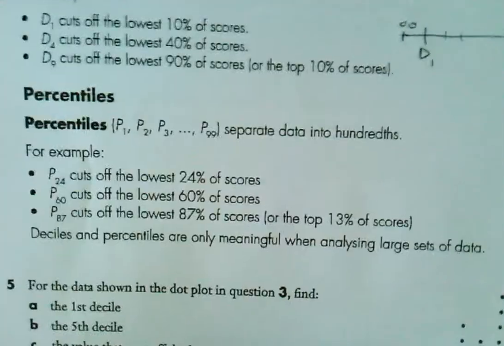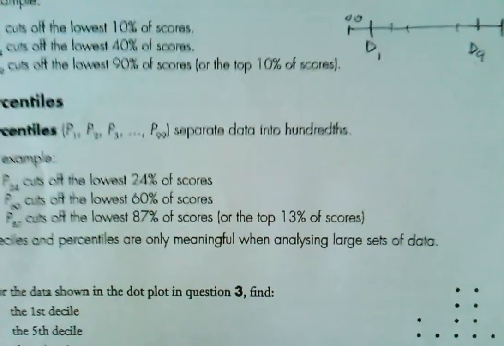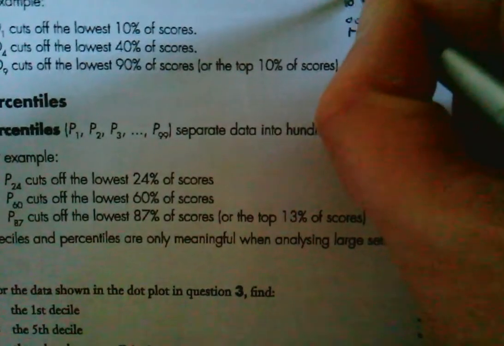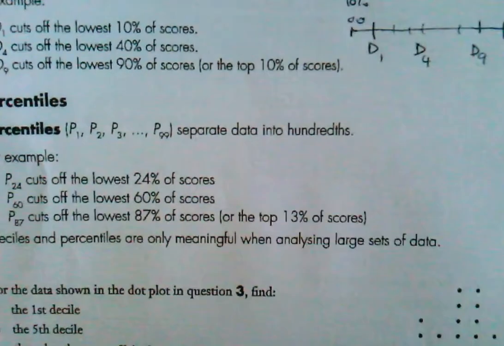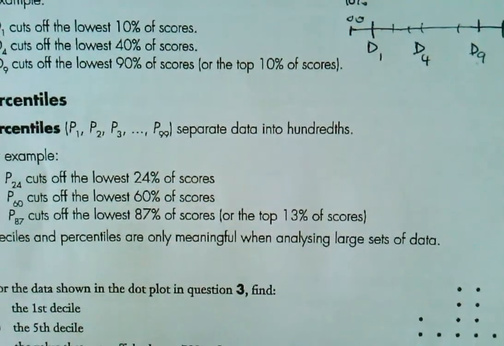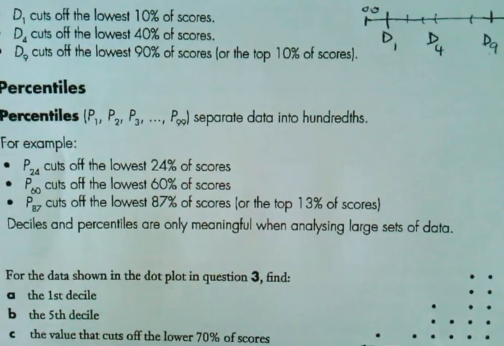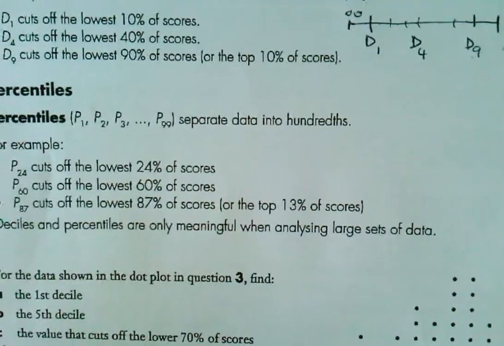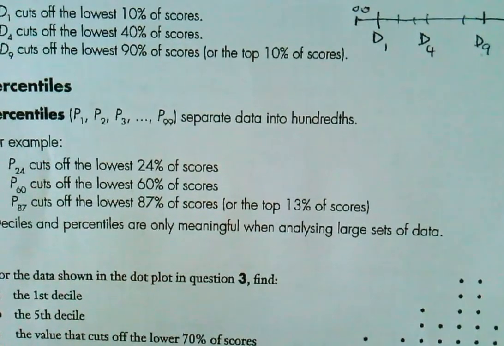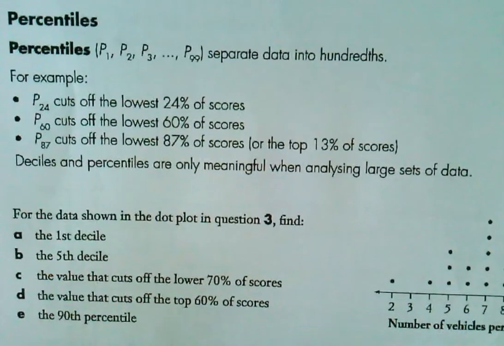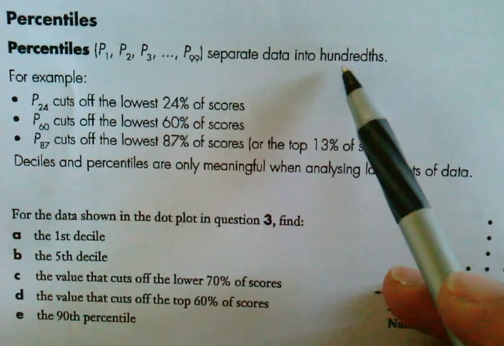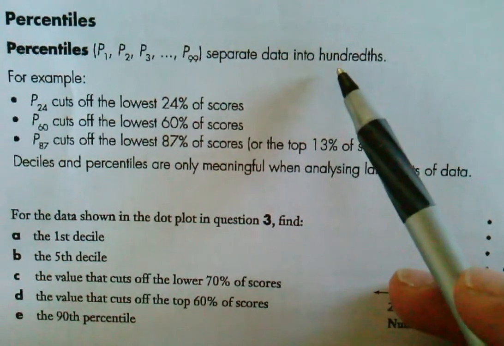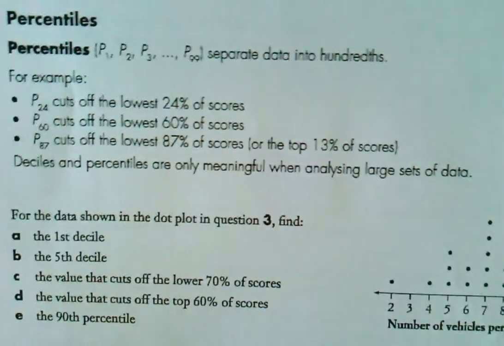All right? So, D1 cuts off the lowest 10% of scores, so you'd have 10% of scores here. D4, if it's, say, here, you'd have 4 sections before it, indicating 40% of your scores. It cuts off the lowest 40%. D9 cuts off the lowest 90% of scores. All right? Now, percentiles, they separate the data into hundreds or into 1%. You know how 100% is one whole? So it's even more precise.